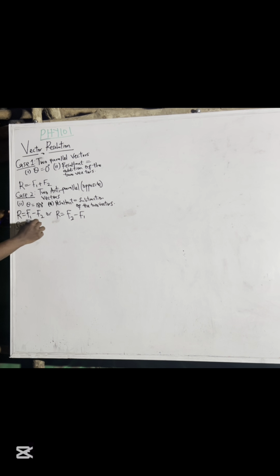Okay guys, the next one is case 3. This case 3 is for perpendicular vectors. Guys, if two vectors are perpendicular, their angle theta is equals to 90 degree. And also, their resultant is calculated by using the formula square root of F1 squared plus what? F2 squared. This is by using the what? Pythagoras theorem.